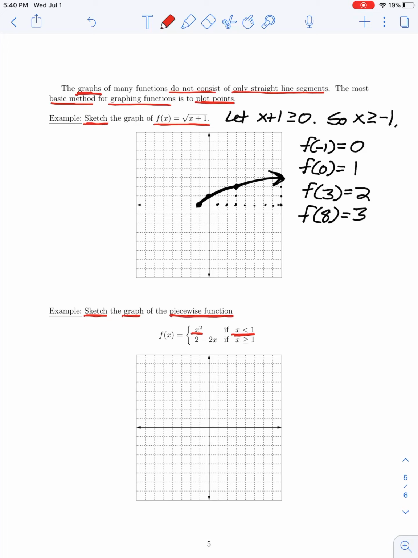So let's choose some values of x which are less than 1, maybe starting at 0. Plugging in 0 to our function, we would have 0 squared, which is 0. If I plug in -1, -1 squared is +1. So we're passing through this point. Plugging in -2 for x, -2 squared would be a +4.